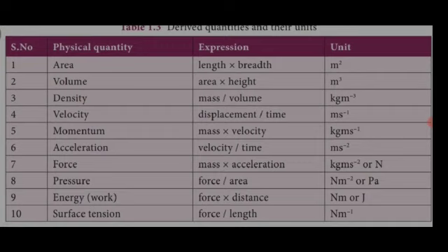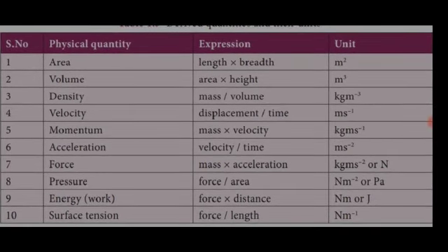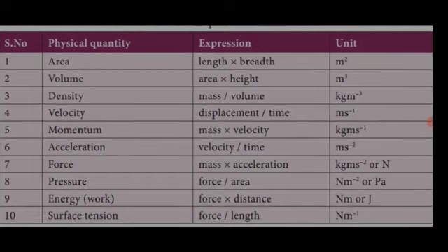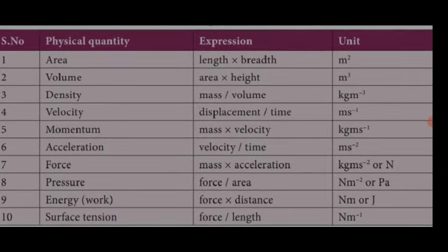The fourth one, velocity, expression is displacement by time. Displacement measured in meter, time measured in second. So displacement by time, the velocity unit is meter second inverse. The fifth one, momentum. The momentum expression is mass into velocity. Mass is already measured in kilogram and velocity measured in meter second inverse. Finally, the momentum unit is kilogram meter second inverse.